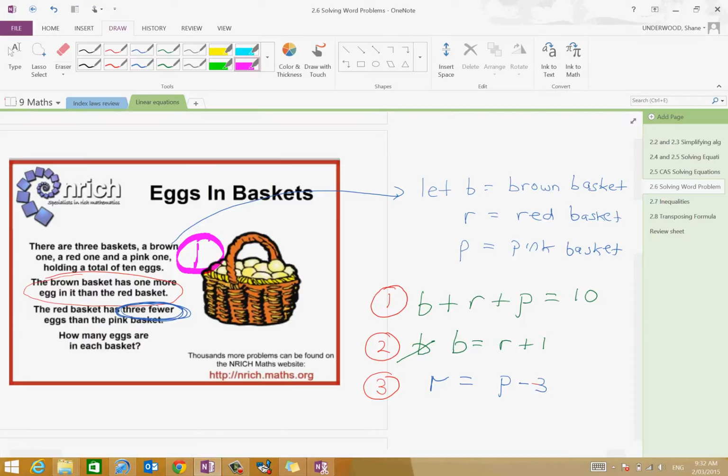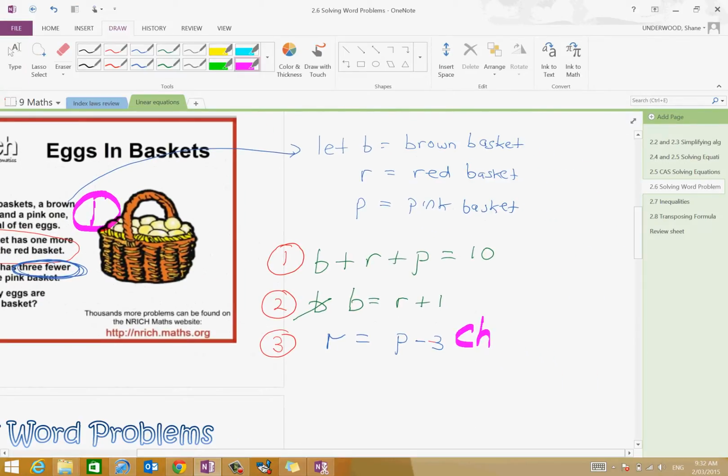Awesome. You could also test it out and say, all right, if the pink basket had 6 in it, the red basket would have 3 fewer. So then you could test it out. Does that make sense? You can always do a guess, like a check. If you do a check by just picking some numbers, you'll make sure that the R is where it's supposed to be and you don't have these mixed around.